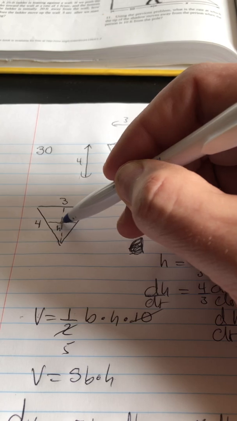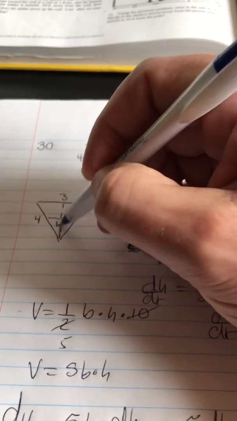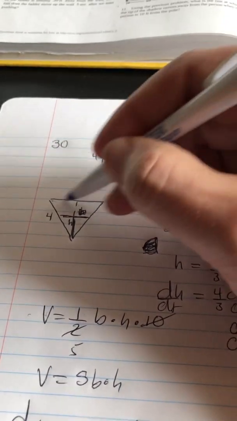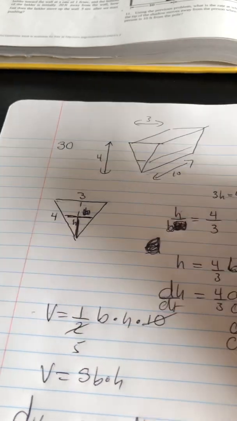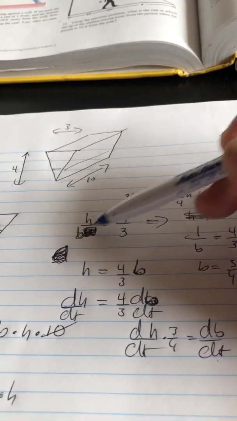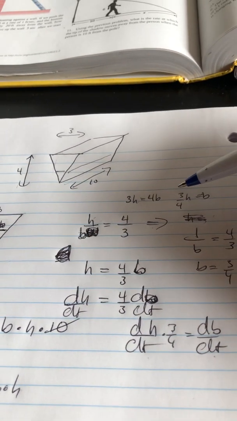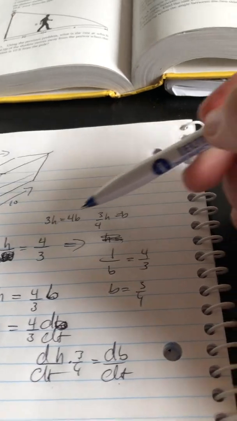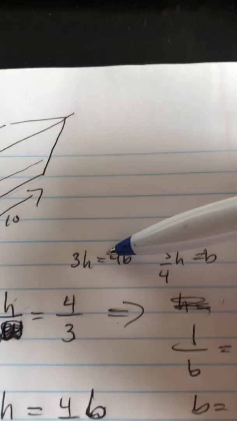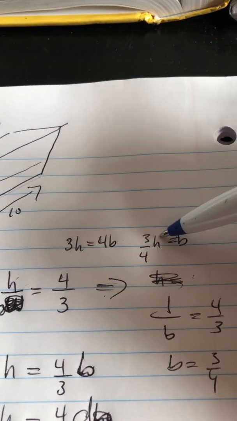So the base here and the height here are in proportion to the base here and the overall height, which is the 4. So we create this proportion. So we have h over b is equal to 4 over 3. Now, a couple of things I did. The first thing I did was I cross multiplied and I got 3h is equal to 4b, and I found out that b is equal to 3/4 h.